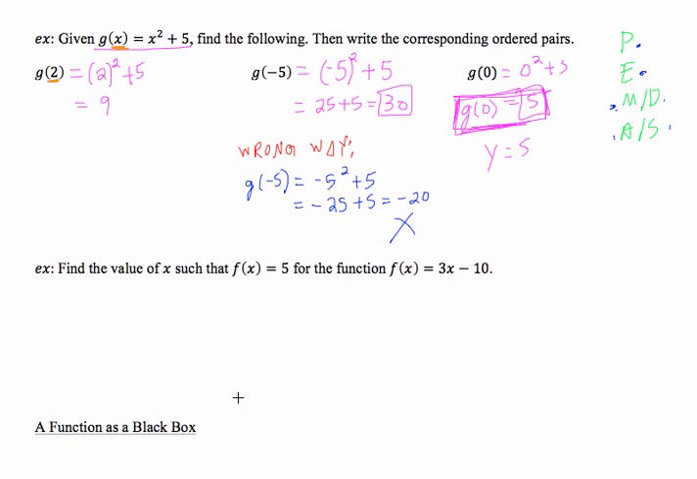Okay, let's do this going in a backwards order. Let's find the x value such that f of x equals 5, for the function f of x equals 3x minus 10. I want to find the x. I'm not finding the y value, I'm finding the x such that f of x equals 5. So I'm going to replace f of x by 5. In other words, this means where y equals 5. Then we can solve for x. We can add 10 to both sides: 5 plus 10 is 15. And we can then divide both sides by 3. 15 divided by 3 is 5. So we would get x equals 5 when y is 5.